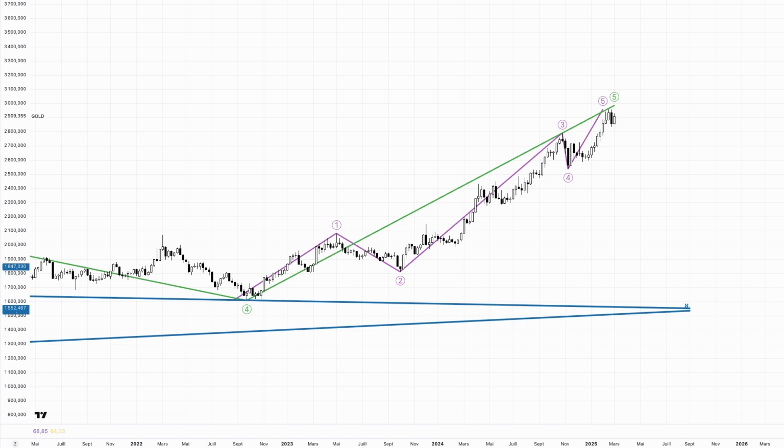Technically, this means that we're in a fifth subwave of the fifth major wave, a strong indication that we're near a peak. So both technical patterns and Elliott wave analysis suggest that a major correction is coming soon.